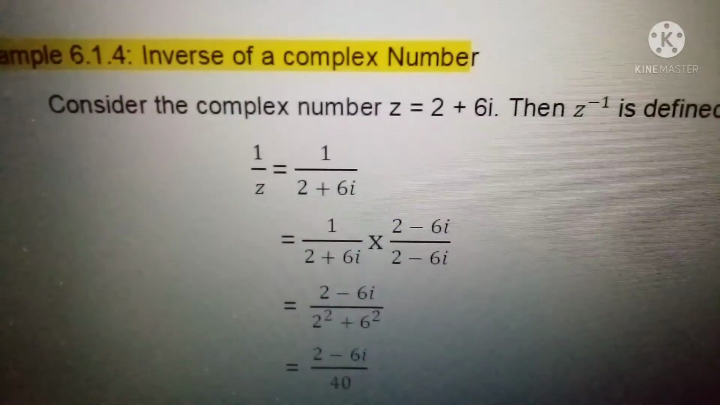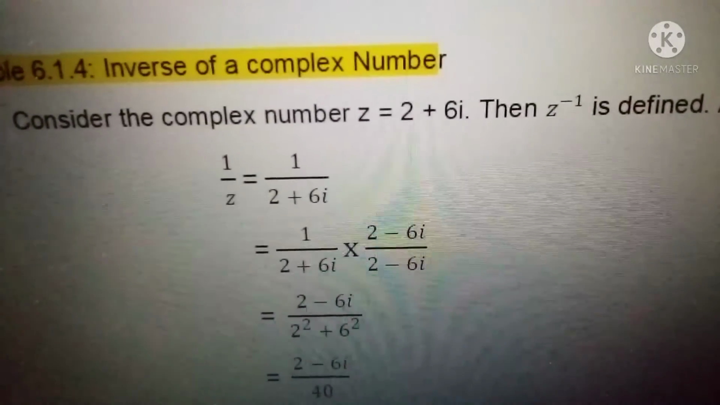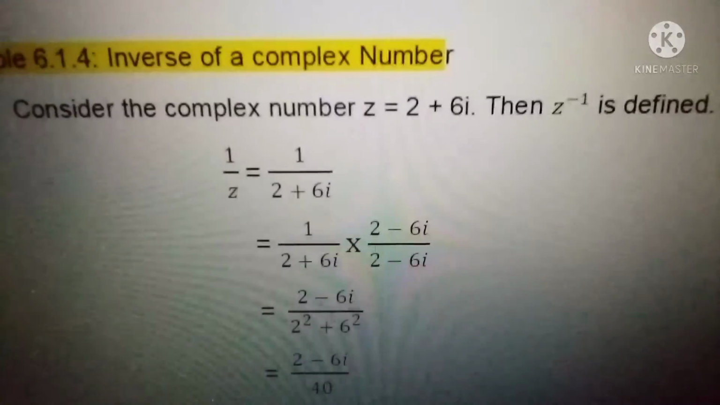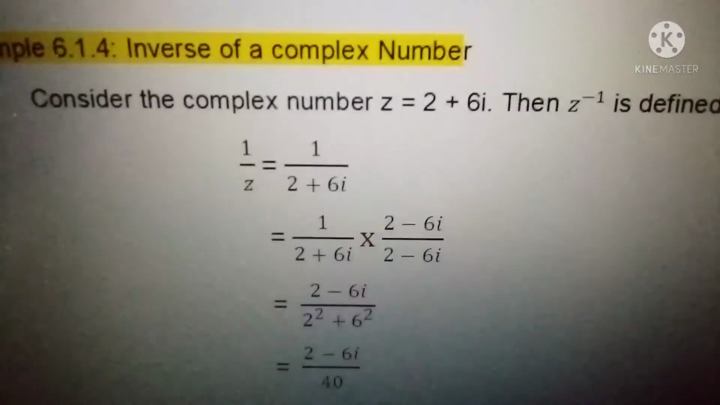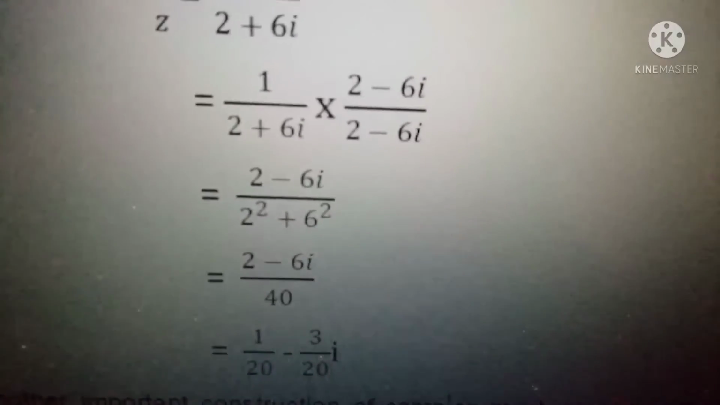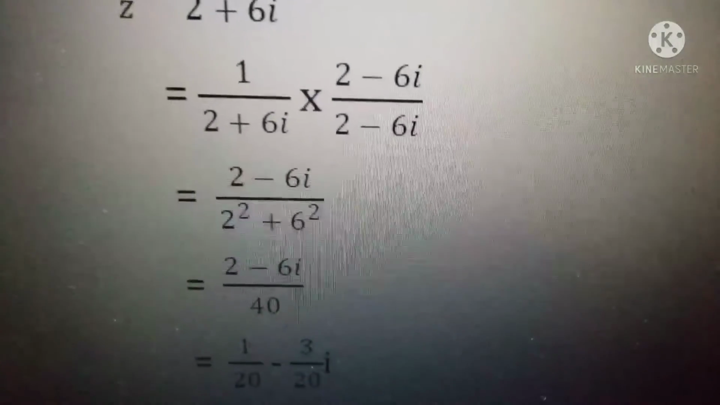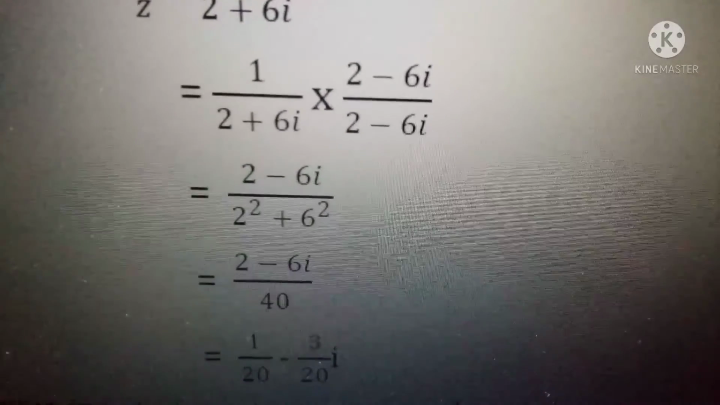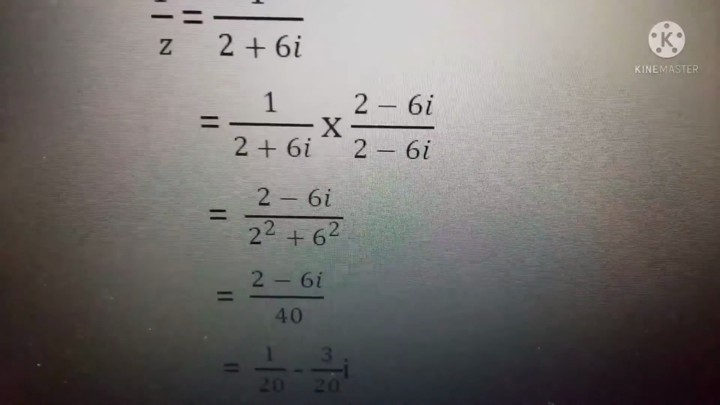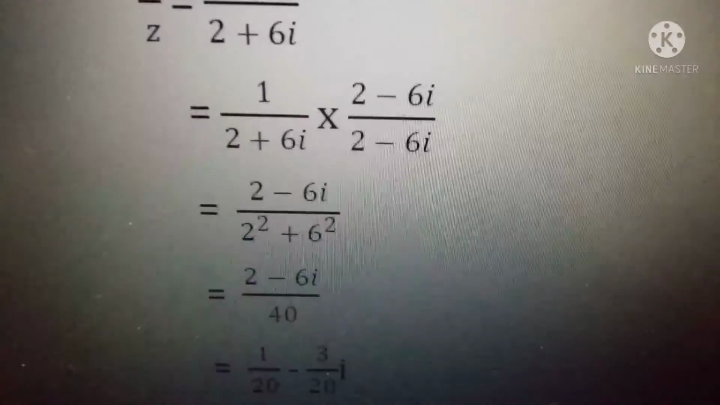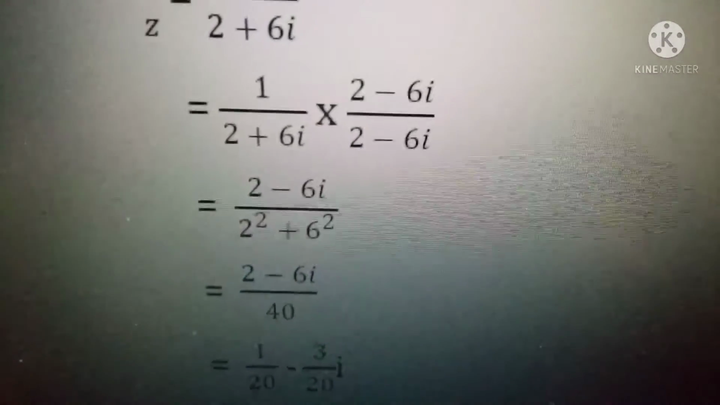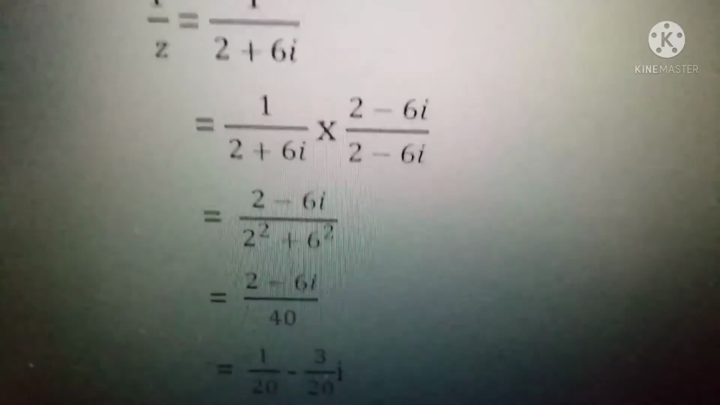So, ito times lang po natin yan. And then, it is equal to 2 minus 6i over 2 squared plus 6 squared, and then, ito na po yung ating sagot: 1 over 20 minus 3 over 20 times i. So, ayan po yung ating sagot. Isi-simplify lang po natin.